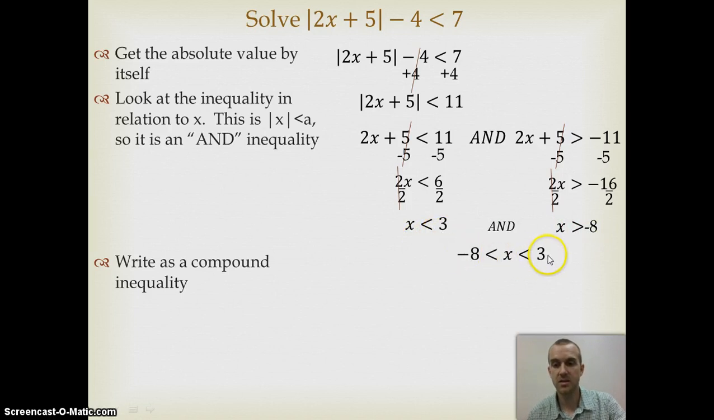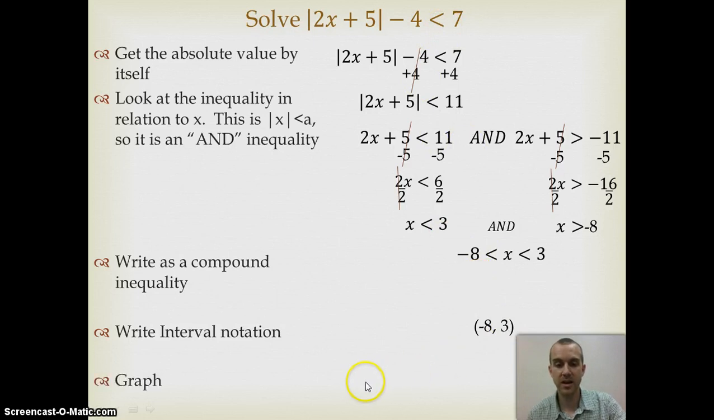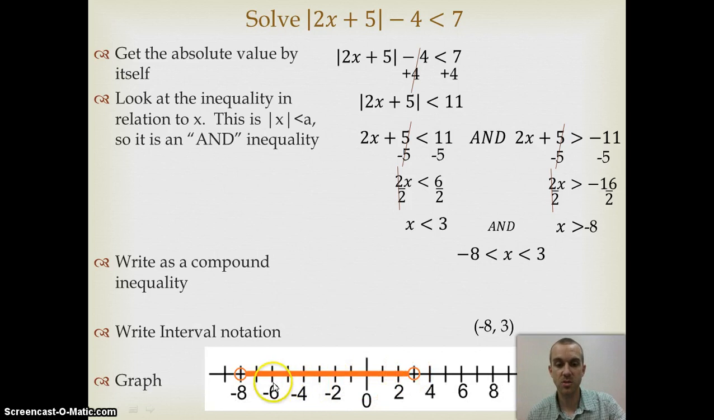So negative 8 to 3 is my interval, and it's both parentheses because it's less than. It's where I started with. So when I graph it, I'm going to have a hollow dot on negative 8 and 3, and then I'm going to shade in between, because everything's in between those two values.